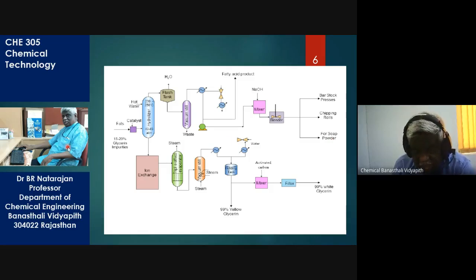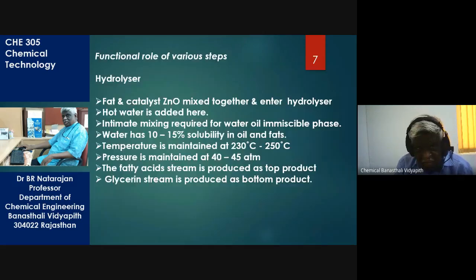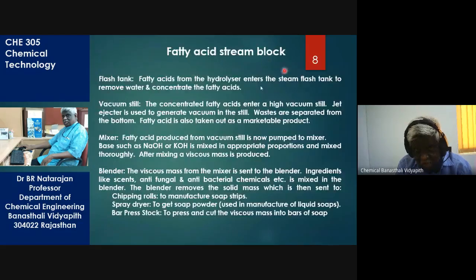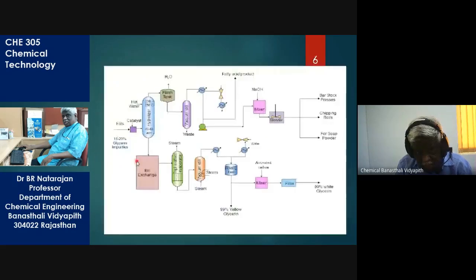And there is another thing. Remember, you said that we are forming glycerine also. Glycerine. Now, see, from the top product, the fatty acid is going. So the important parts of the process are, this is the hydrolyzer. Let's call this the fatty acid stream, and the bottom one the glycerine stream. So on top, the fatty acid has gone.